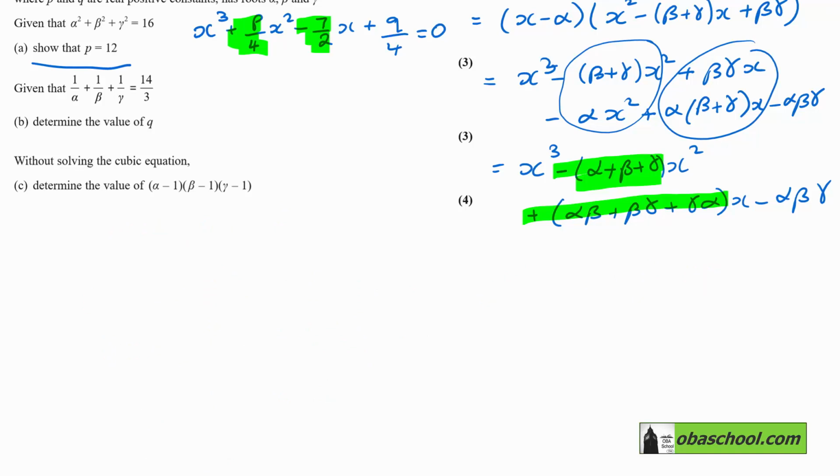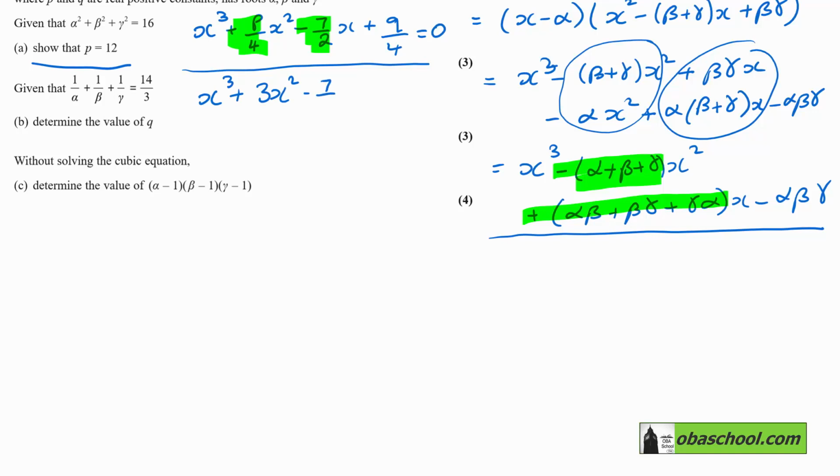Before we continue with the question, let's just summarize the results that we have from our expansion at the beginning of the question and the cubic that we actually have. And remember, this cubic, now that we know that p is 12, is x cubed plus 3x squared, take away 7 over 2x plus q over 4 is equal to 0. So we have that alpha plus beta plus gamma is going to be negative 3. So we can do that by comparison or by using the first part of the question.